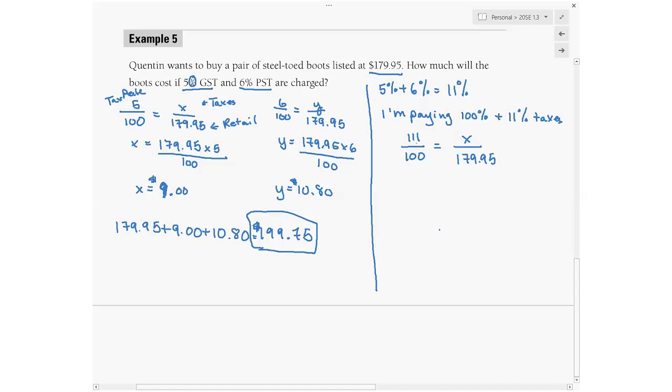So 111% of that, well, that's 111 times 179.95. Divide that by 100. And 111 times 179.95 divided by 100 gives me 199.74 because it's 7445, so it actually rounds down. So you'll notice, well, we're off by a penny, right? But it gives us a really good idea.